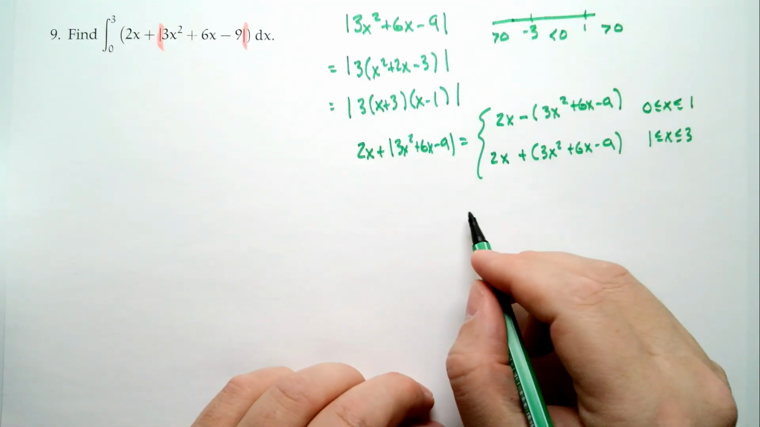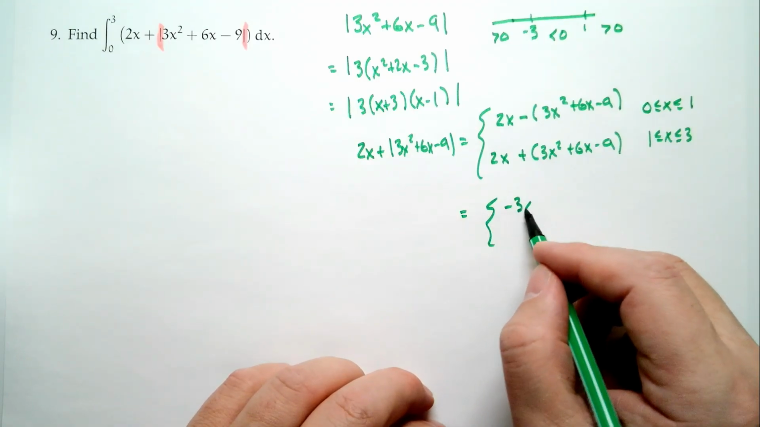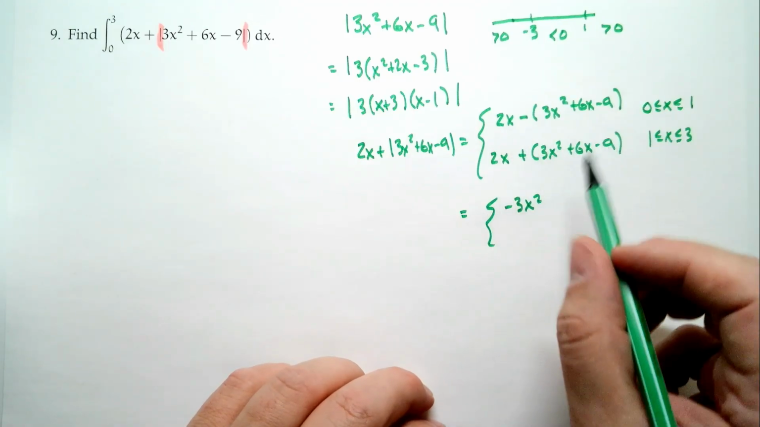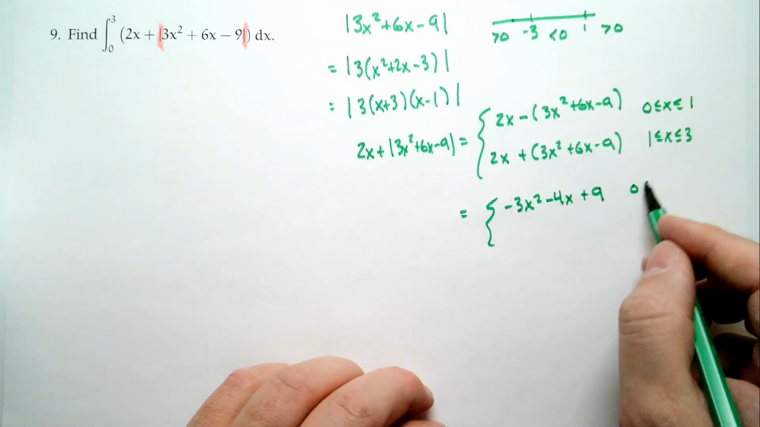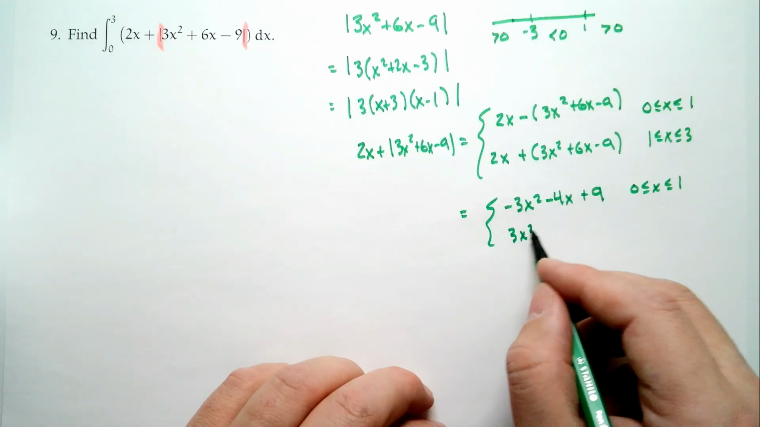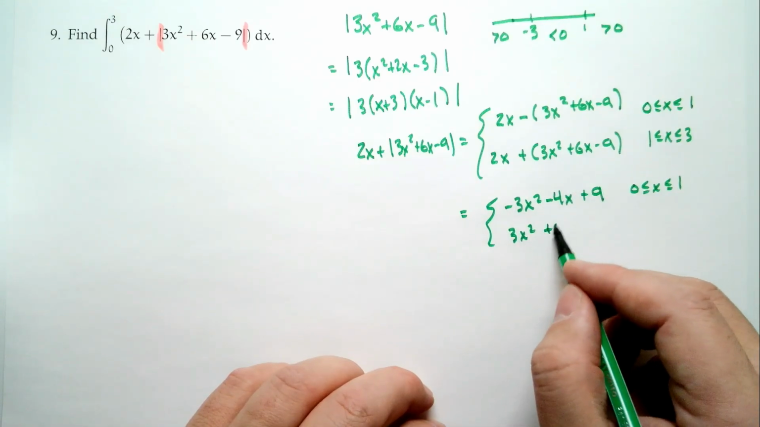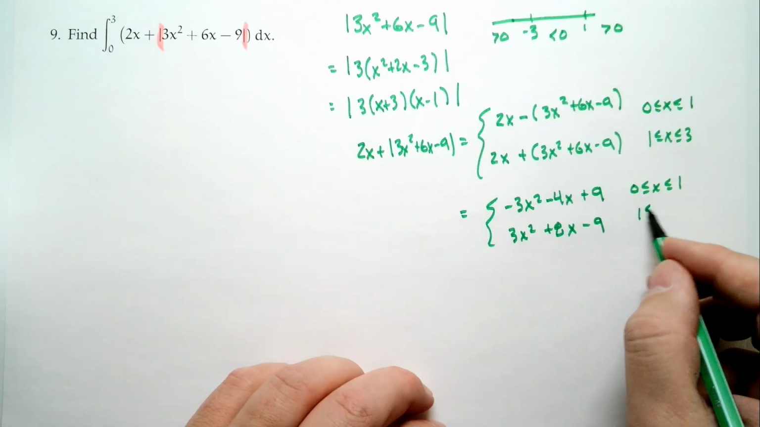So we get that, if we clean up just a little bit more, it's minus 3x squared, 2x minus 6x is minus 4x plus 9, if I'm between 0 and 1. Then here we get 3x squared, 2x plus 6x is plus 8x minus 9, and that's if I'm between 1 and 3.